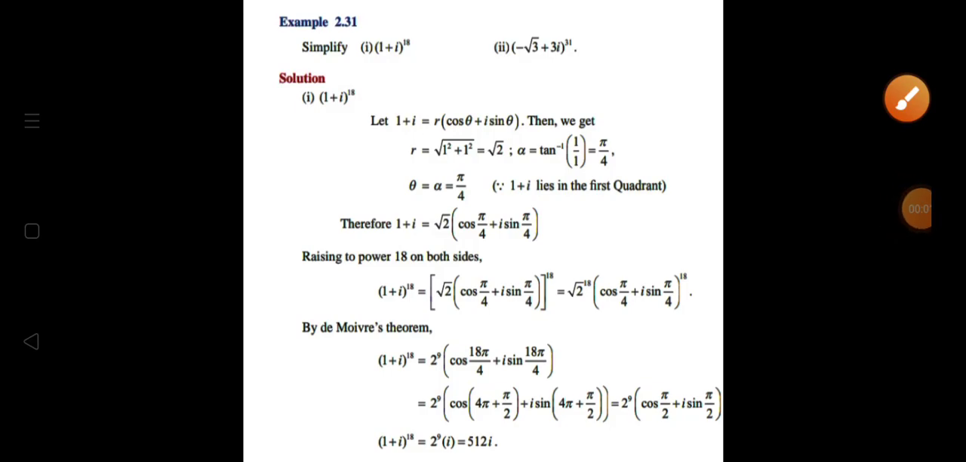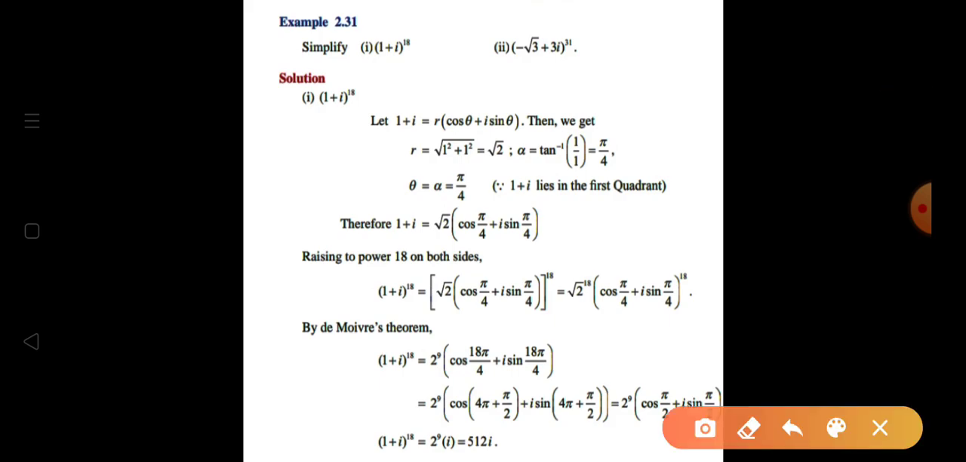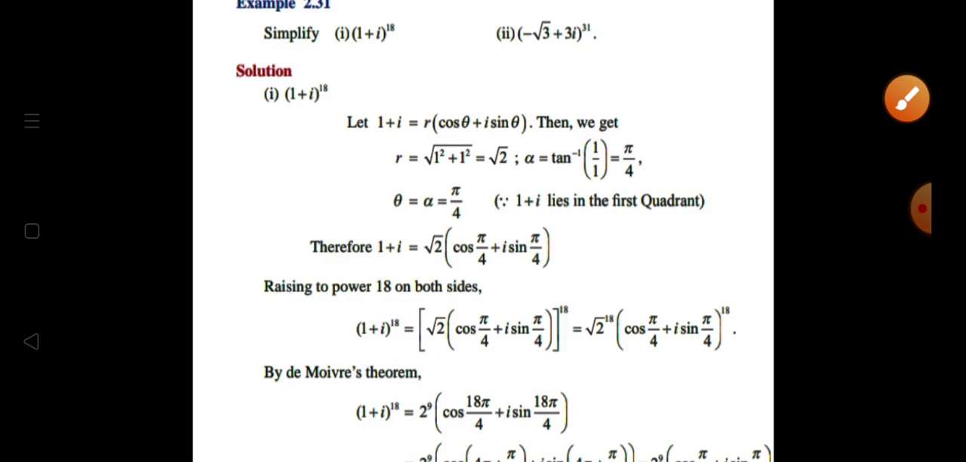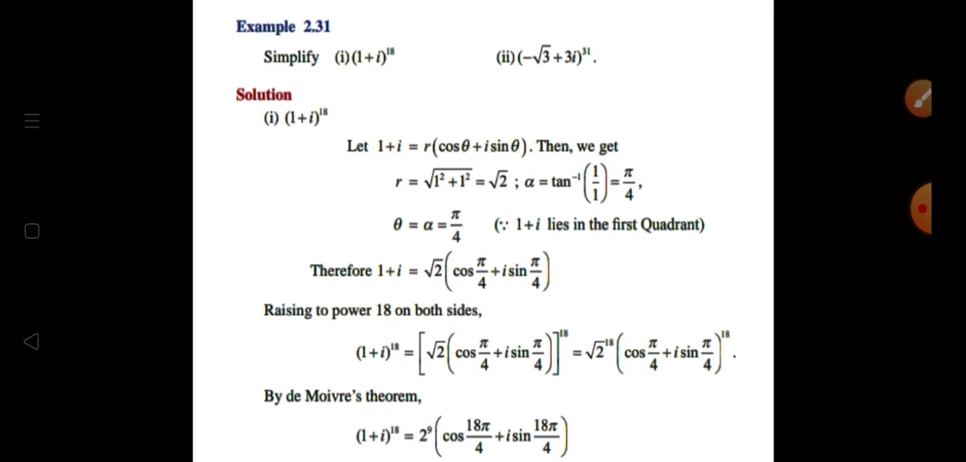Good morning, students. Today, example 2.31. Simplify first sum (1 plus i) whole power 18 and second sum (minus root 3 plus 3i) whole power 31. We have two sums. Okay. Now we are going to discuss the first sum.